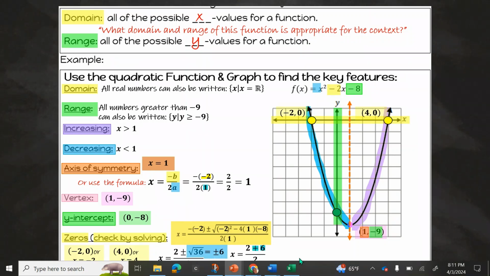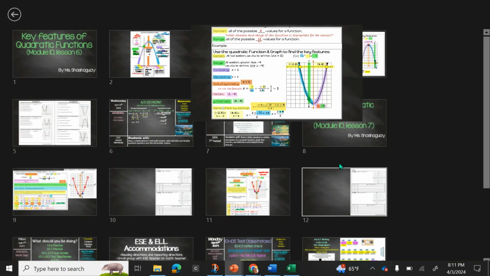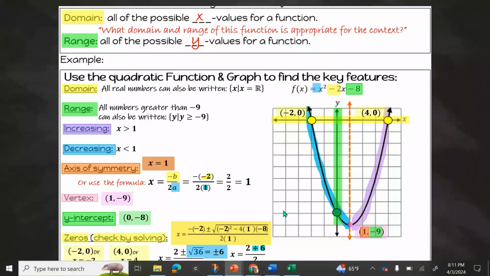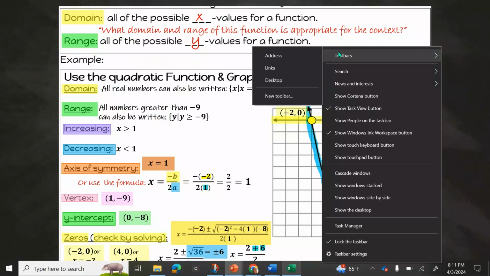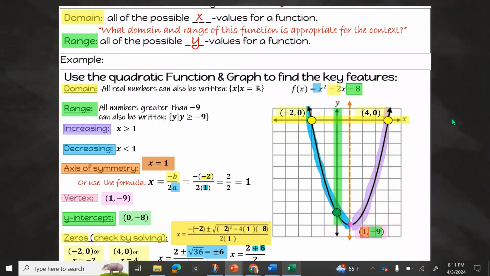Now, for some odd reason, it is cutting off the bottom, and I'm sorry, but there's not much I can do about that right now. I'll deal with it later. All right, moving on.